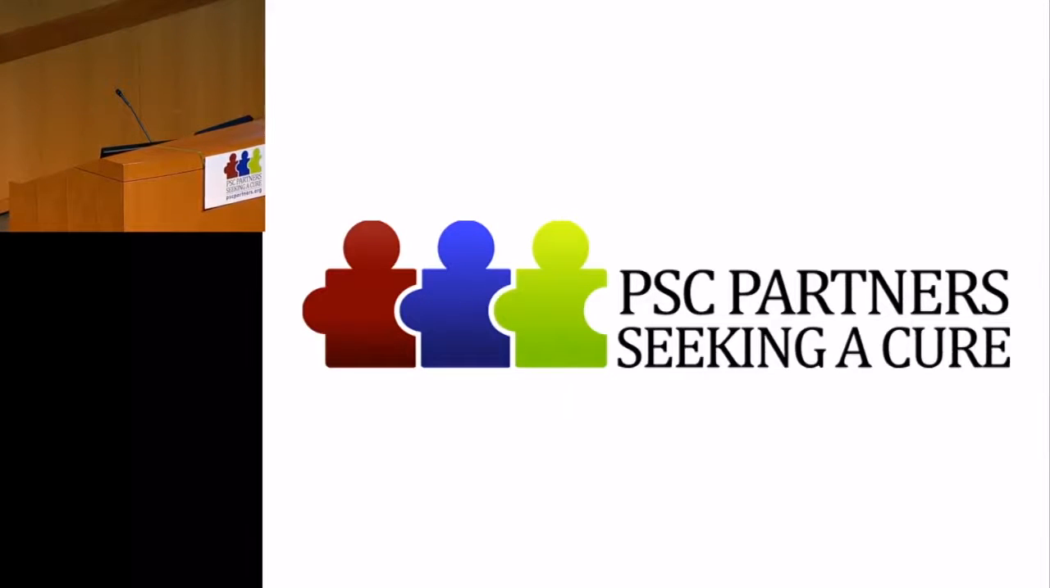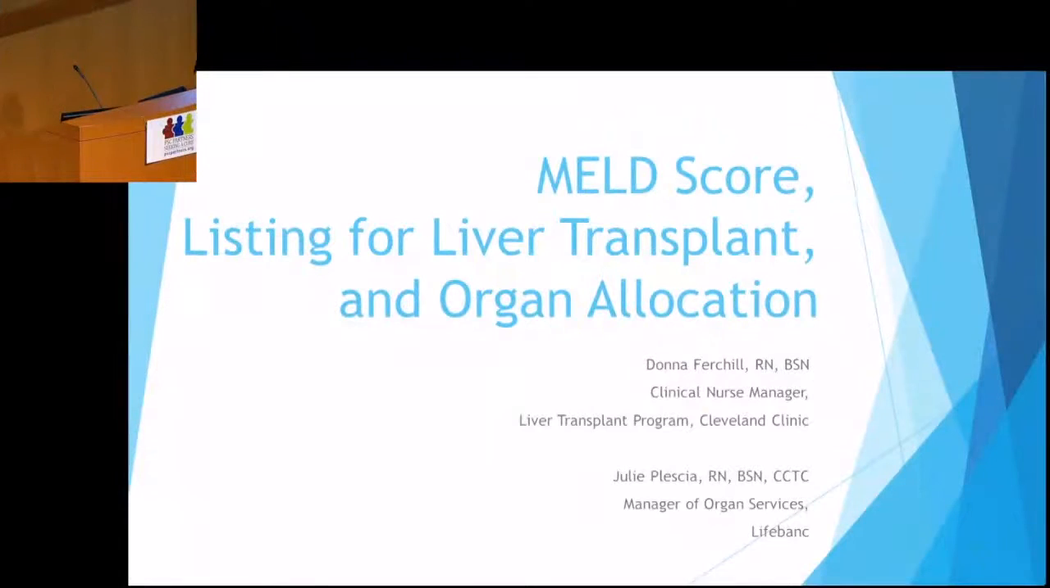Thank you all for coming and staying back, and I hope you've enjoyed your stay in Cleveland and at the Cleveland Clinic. So, our first part will be MELD and UNOS. Donna Furchell is our transplant nurse manager, and Julie Pleska from our local OPO, which is Life Bank. So can I have them both come up? Okay, so Donna is going to go first, and her title will be MELD Score, Listing for Transplant and Organ Allocation.